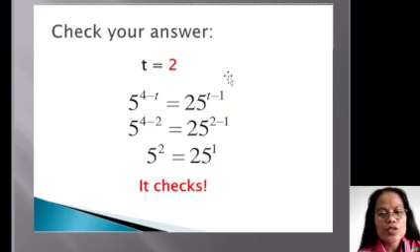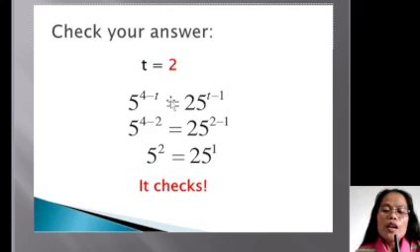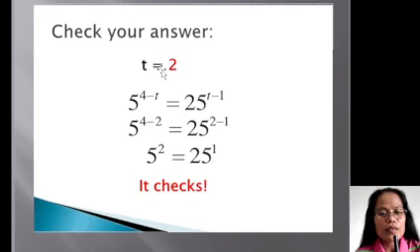Okay, let's check your answer. If t is equal to 2, 5 to the power of 4 minus t is equal to 25 to the power of t minus 1. So we will replace t with 2. So 5 to the power of 4 minus 2 is equal to 25 to the power of 2 minus 1. So 5 squared, and 2 minus 1 is 1. So it checks, because 5 squared is equal to 25.